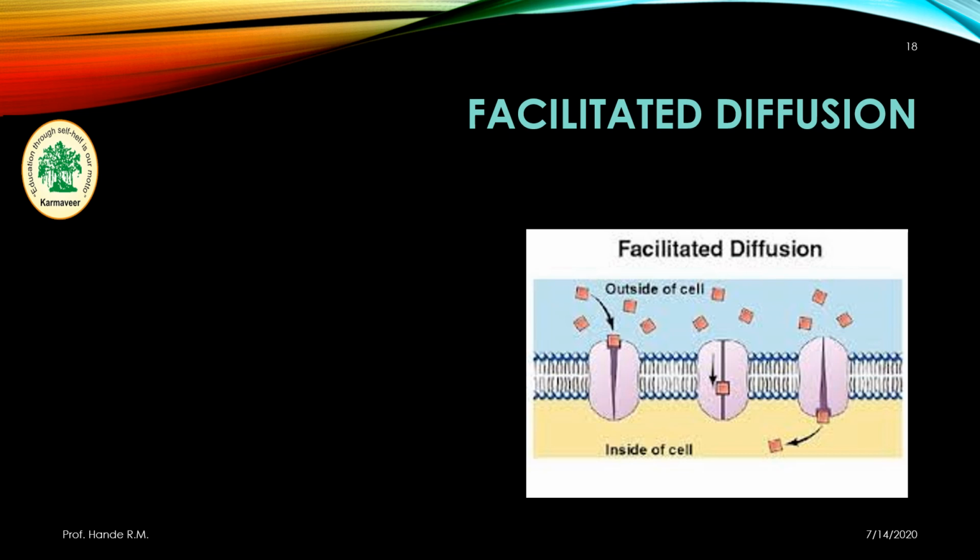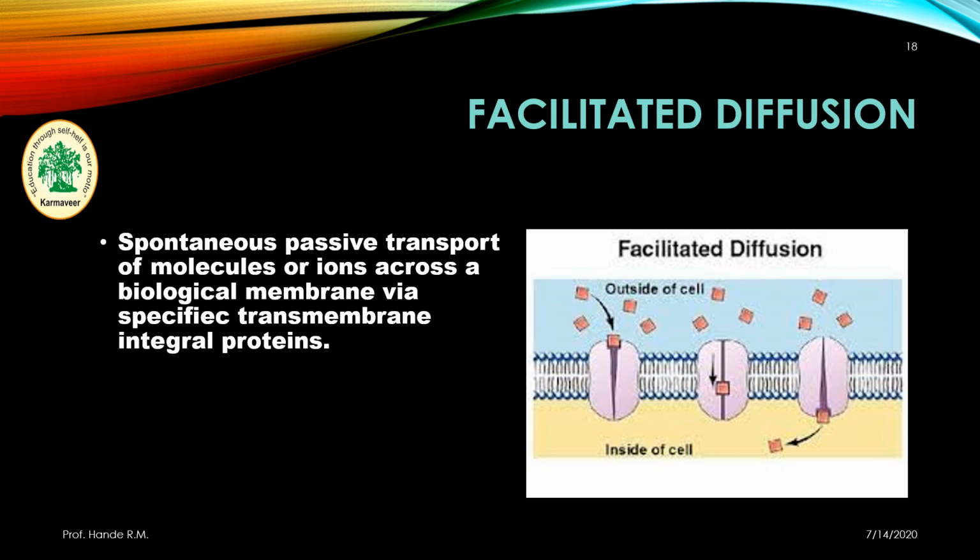Facilitated diffusion. Facilitated diffusion is a type of passive transport, a process of spontaneous passive transport of molecules and ions across a biological membrane via specific transmembrane integral proteins. This diagram shows facilitated diffusion.